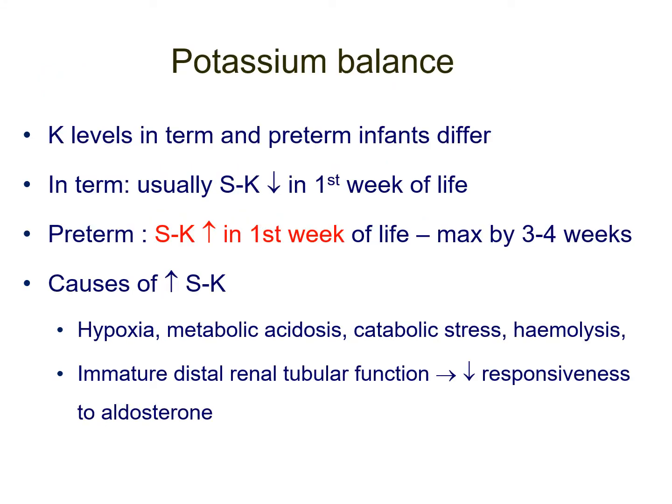Term and preterm babies differ in potassium homeostasis. In term babies, it is more common to find a low serum potassium. However, in preterm babies, they often have a raised serum potassium. Factors that will aggravate hyperkalemia are hypoxia, metabolic acidosis, catabolic stress, and hemolysis. There is also reduced responsiveness of the distal renal tubules to the effect of aldosterone. As a reminder, aldosterone is a mineralocorticoid that acts primarily in renal collecting ducts to stimulate reabsorption of sodium as well as secretion of potassium and hydrogen ions.